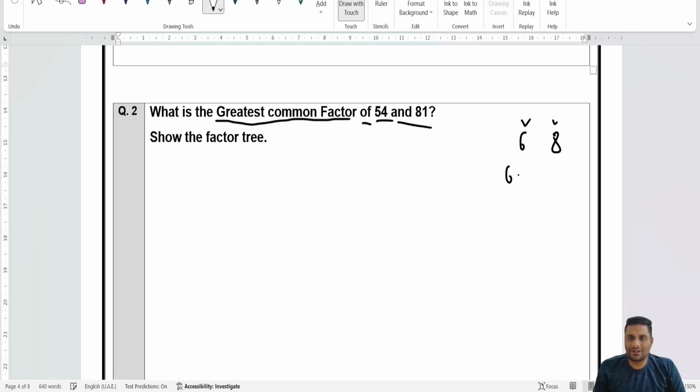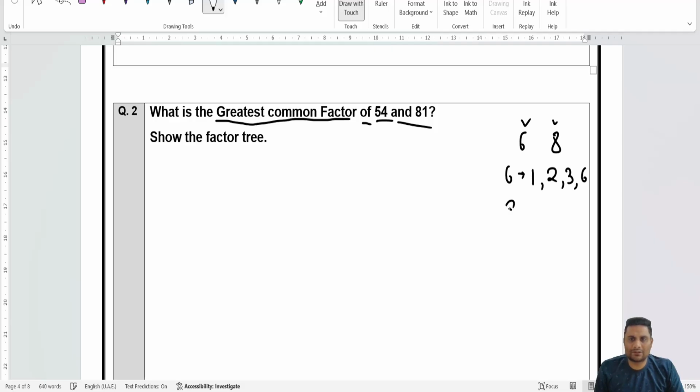Let's check the 6. How many numbers can divide 6? I can do 6 divided by 1. Yes, it will give me 6. I can do 6 divided by 2. Yes, it will give me 3. I can do 6 divided by 3. Yes, it will give me 2. After you reach the half of a number, half of 6 is 3, then do not check the other numbers. Directly write the same number again. Can I do 6 divided by 6? Yes. Yani all these 4 numbers are the factors of 6 which can divide the 6.